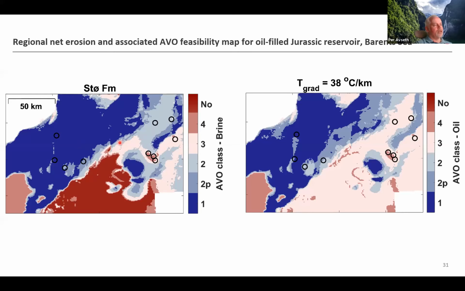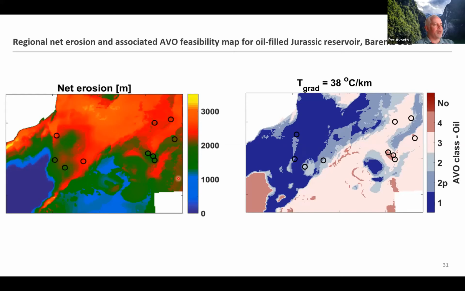Then you fluid substitute to oil, and you see there are some interesting changes, especially in the area in between. But what used to be class 1 in this area mostly is class 1 also in this area, because the rocks on this side are very stiff and hard, so there's very poor separation between brine and oil. On the eastern side, you have more fluid sensitivity and better separation. So if you compare with the net erosion map, you can really see how the information from the uplift map is propagating into your AVO feasibility map.